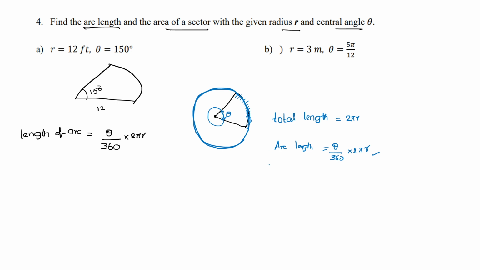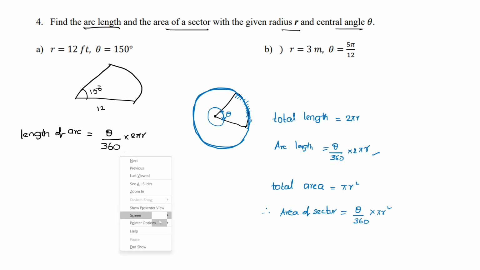Similarly, the total area will be pi r square. Therefore the area of a particular sector is given by theta by 360 into pi r square. So we are just calculating the percentage over the 360 degrees.